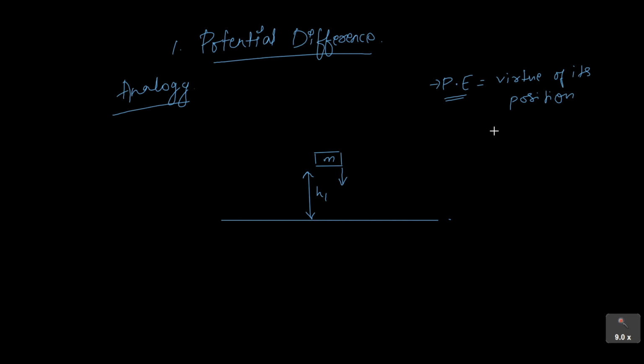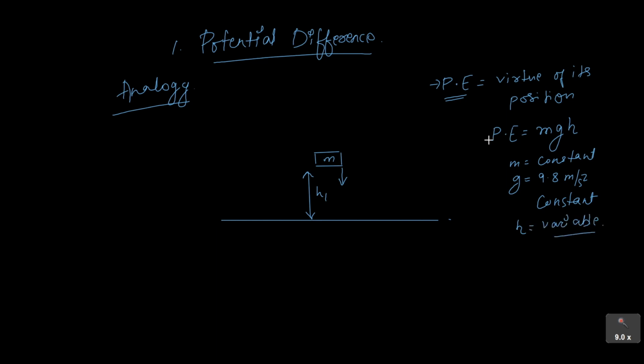This gravitational potential energy is given by mass times acceleration due to gravity times height. The mass cannot be changed; it's a constant. The constant g is also constant, with a value of 9.8 meter per second square. So that means the height is a variable. Height can vary, so potential energy depends upon height.